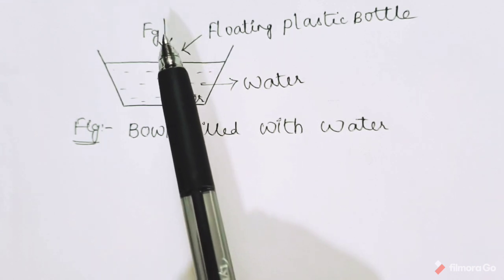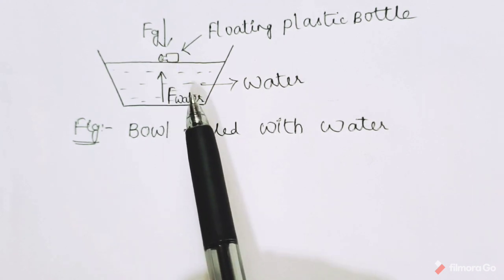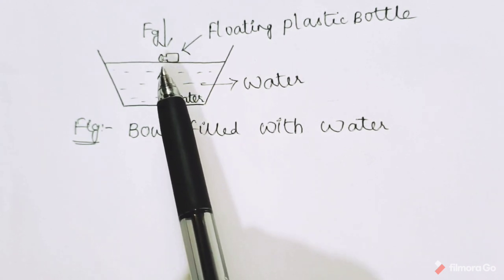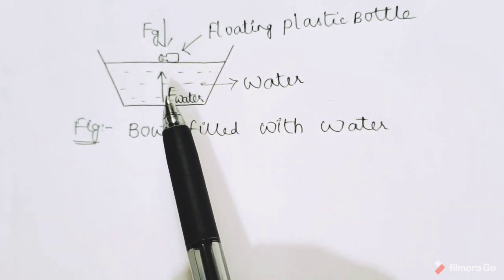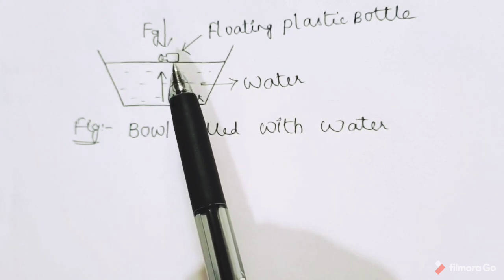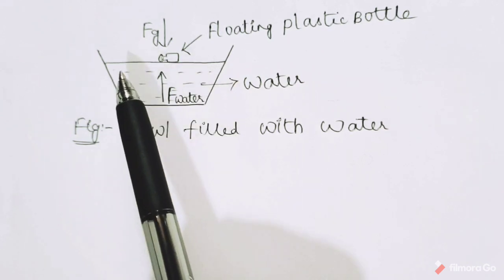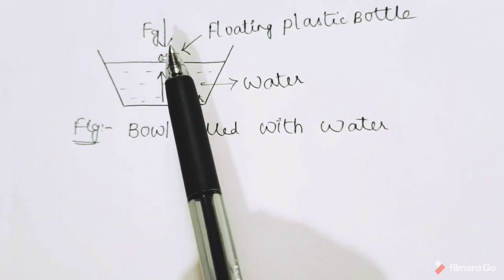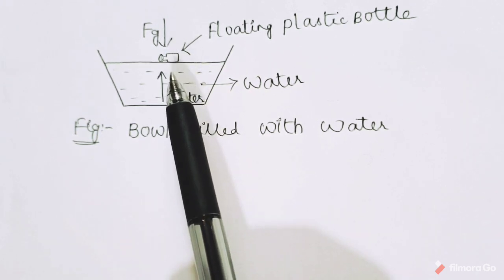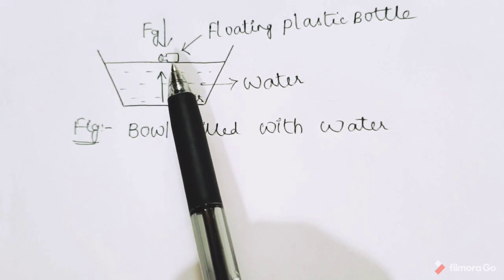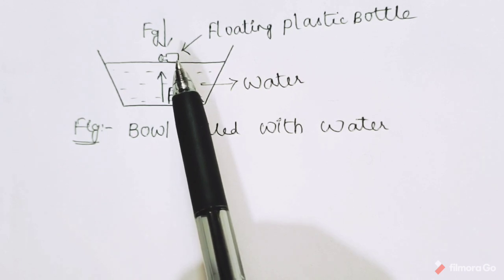Of course, there is a gravitational force which is acting downwards. But against the gravitational force, this water is applying some force in the upward direction. So there are equal and opposite forces acting on the plastic bottle. That's why it stays along the surface of the water. It stays at the surface of the water because of the equal and opposite forces acting on the plastic bottle. That means it just floats on the surface of the water.